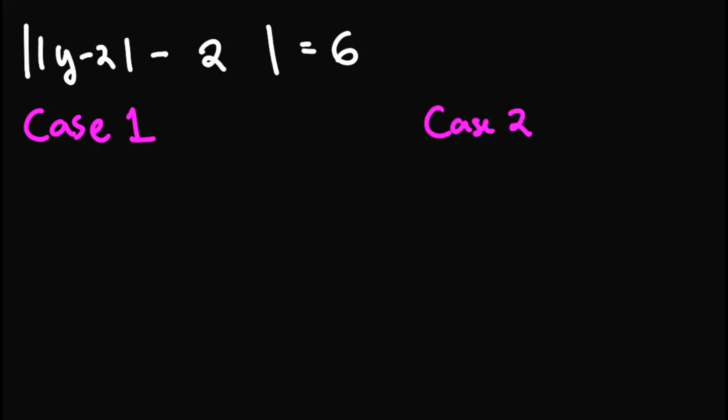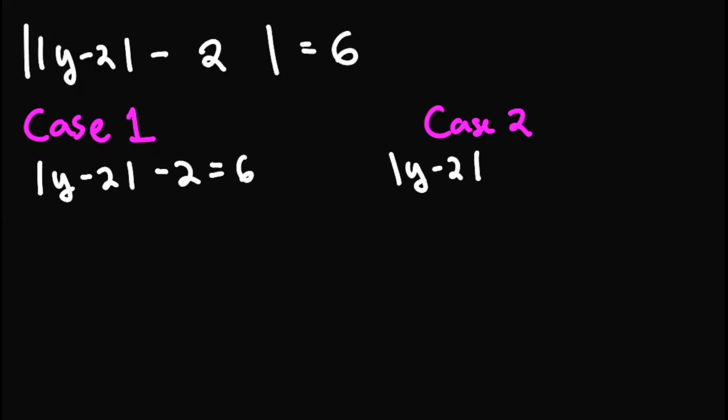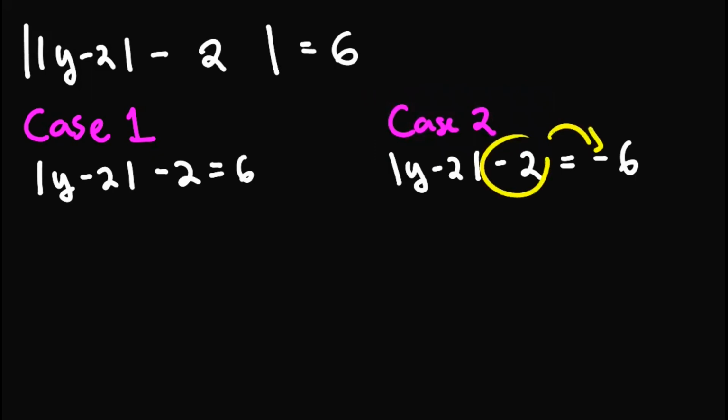For case 1, we've got the absolute value of y minus 2 equals 6. And for case 2, we've got y minus 2 out here equals negative 6. So let me start with case 2, since this one is interesting. Observe that if we move this to the right side, we'll obtain y minus 2 is equal to negative 6 plus 2, which is negative 4.